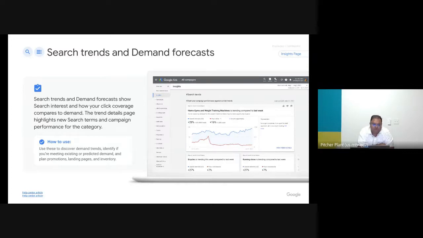For suggested trends, the insights page shows trending categories, which we think are related to the advertisers' businesses, but where they don't currently show ads. If you don't see this search trend, it's because there is not any meaningful difference in terms of week-on-week or month-on-month movement.